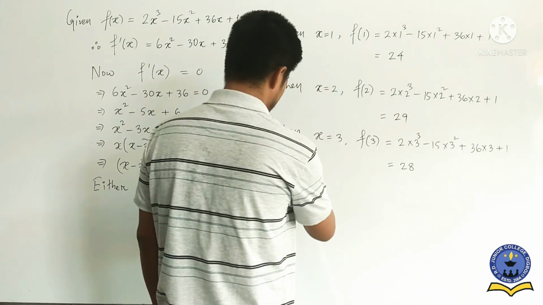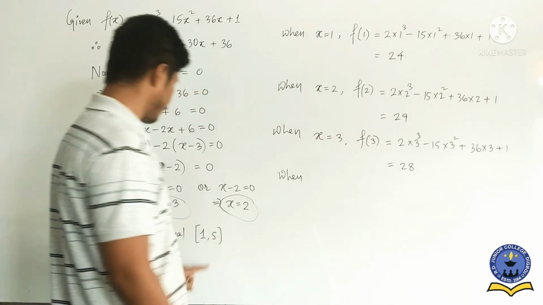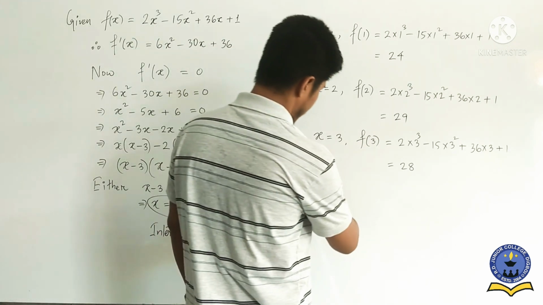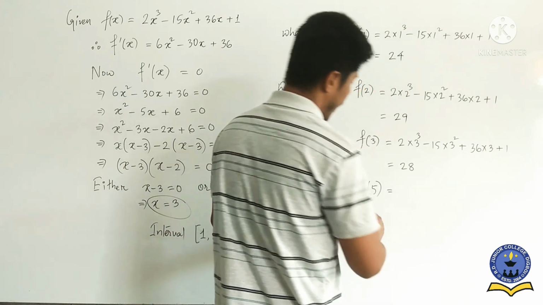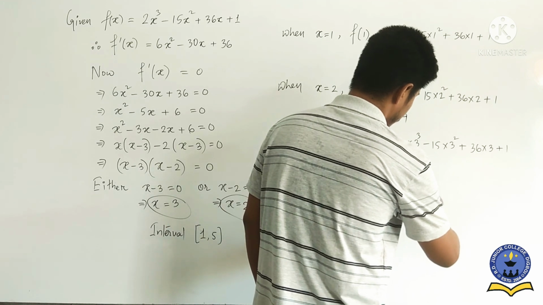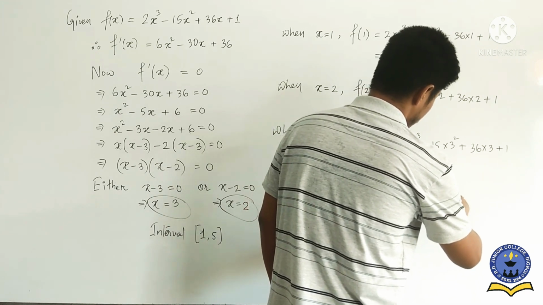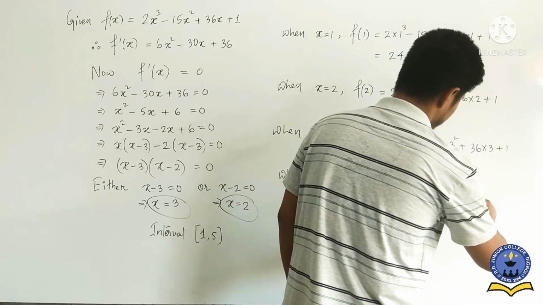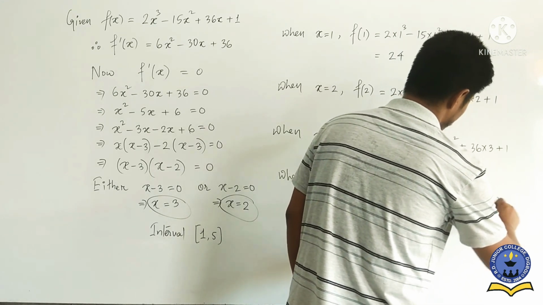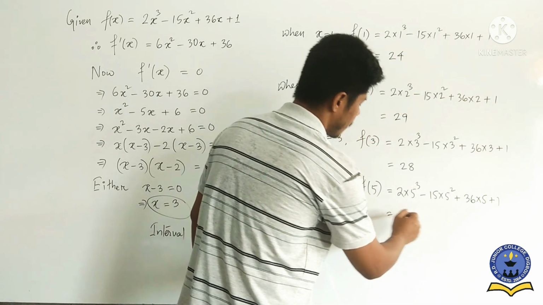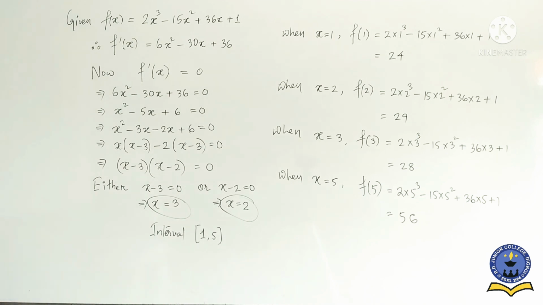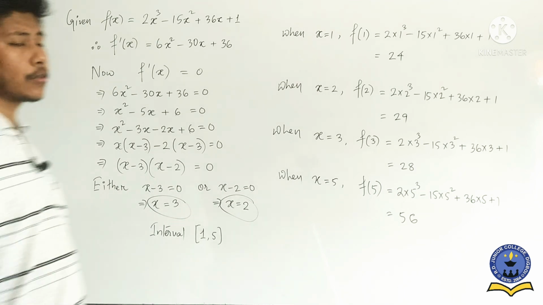Is it clear? And finally the last end point, which is 5. If we put x equal to 5, we write f of 5, which is 2 into 5 cube minus 15 into 5 square plus 36 into 5 plus 1, and if you calculate the result we get 56. Is it clear? So now when we put 1, the answer is 24, then the second one is 29, 28 and 56. So these are the values we get.